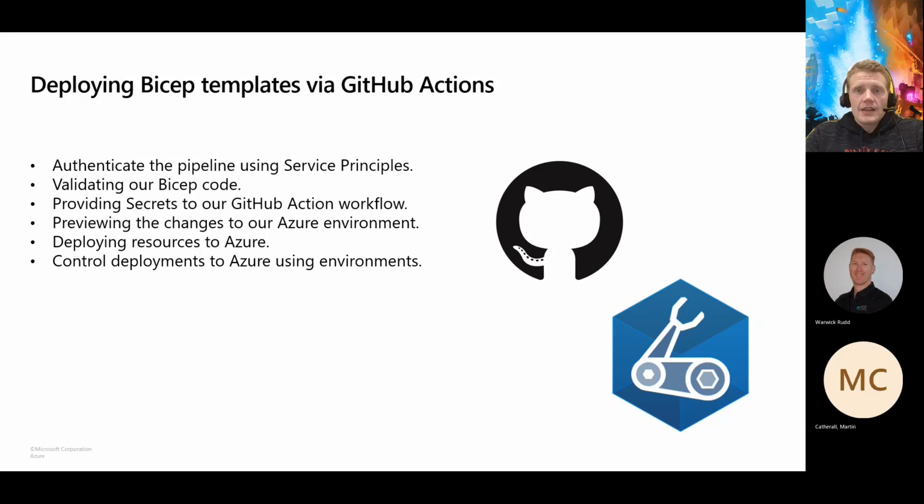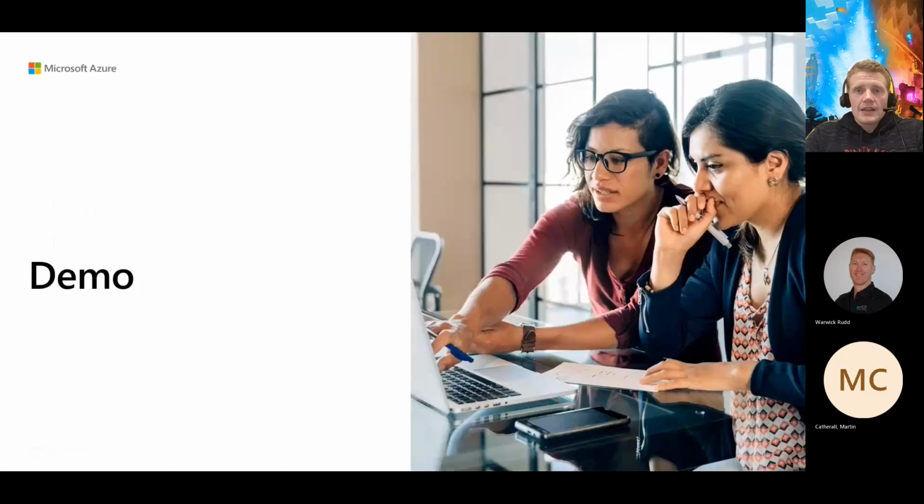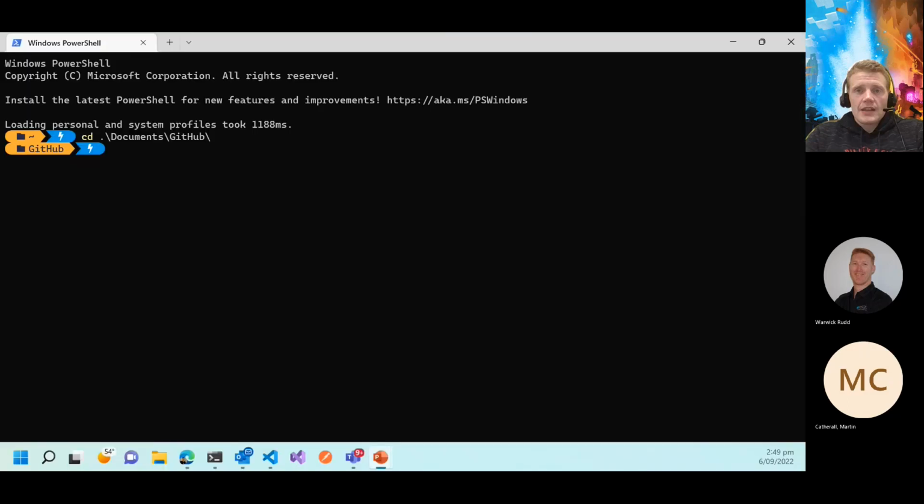We'll then want to, once we've validated our code, preview the changes that we're going to make to our Azure environment. So we want to have a step where we review what's going to be deployed and have a way to either approve or reject that deployment. And then finally, we're going to be deploying our resources to Azure itself. Cool. So we'll kick off into the demo.